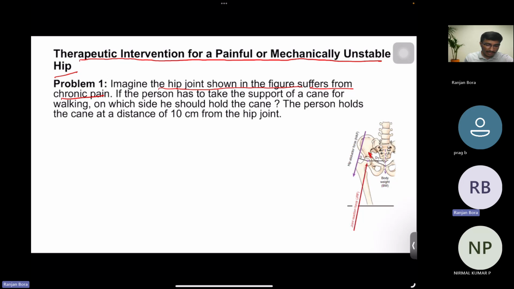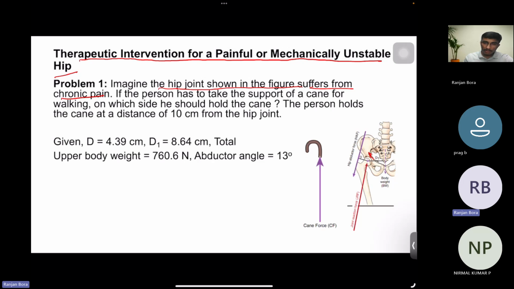The person holds the cane at a distance of 10 centimeter from the hip joint. So if he takes the help of a cane for walking, which side should he hold his cane to experience the minimum amount of force in this hip joint? So that we'll find out through this problem. So these are the given data.